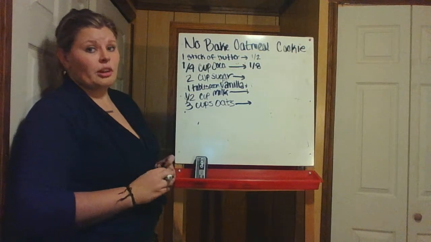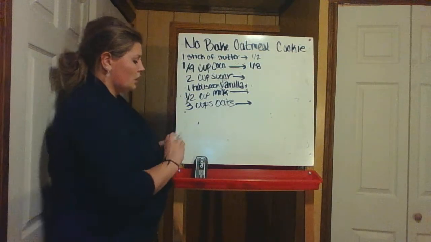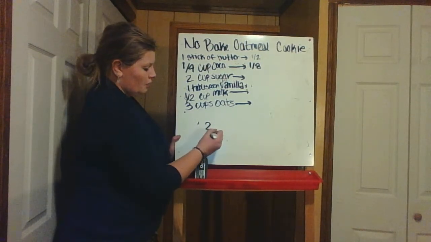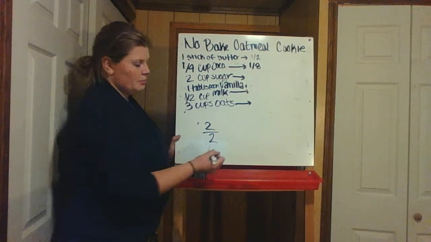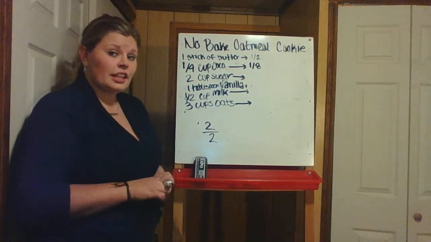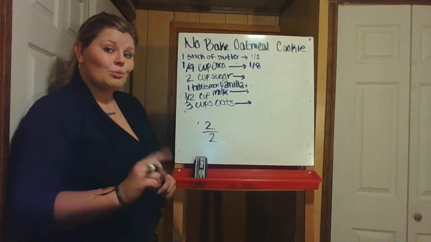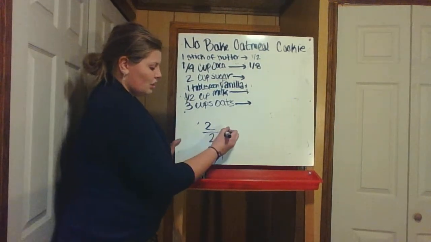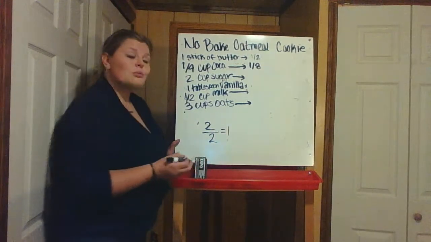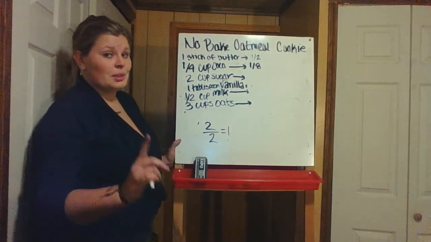And now as a group, we're going to work on the 2 cups of sugar. So 2 is on our top, and we have 2 on our bottom. How many times do you think that the 2 can go into a 2? It can only go in once. So because it goes in once, our answer is going to be 1.